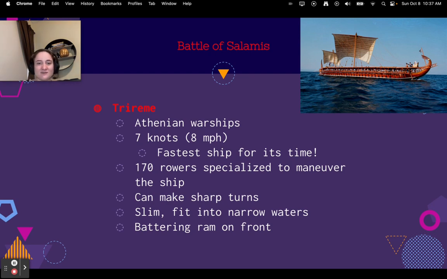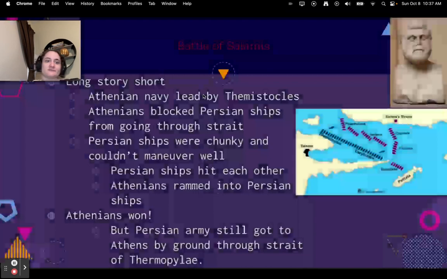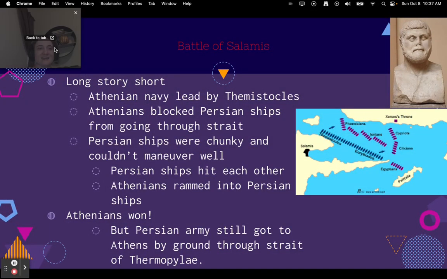It had 170 rowers specialized to maneuver the ship, and they can make very sharp turns. They're very slim, so they can fit into those narrow waters at the Battle of Salamis. And they also have a really cool battering ram on the front, so they can sink enemy ships. So I'm just going to give you the short and sweet of the Battle of Salamis.